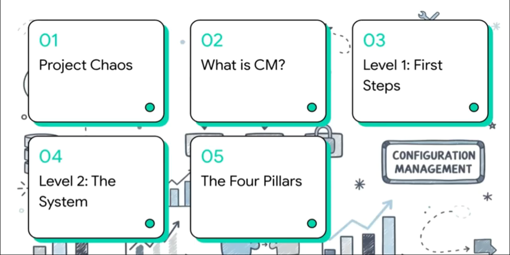So here's our game plan. First, we'll talk about a problem that's probably all too familiar. Then, we'll introduce the solution, configuration management. We're going to break it down into two key levels, starting simple and building up. And then we'll tie it all together with the four big pillars that make the whole system work.